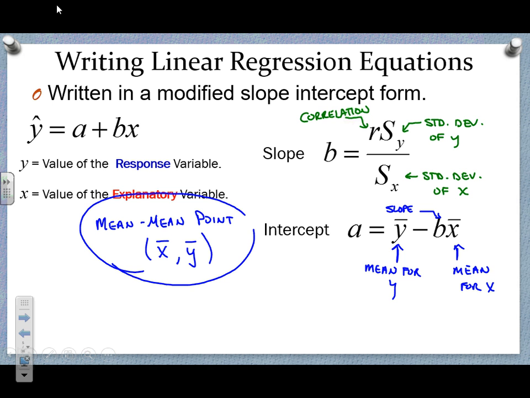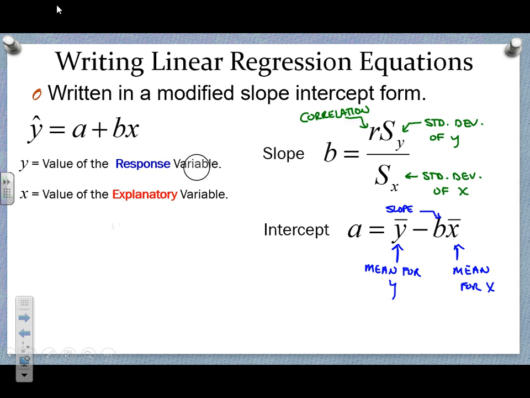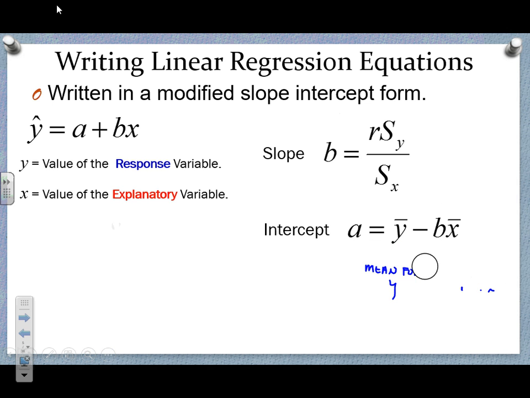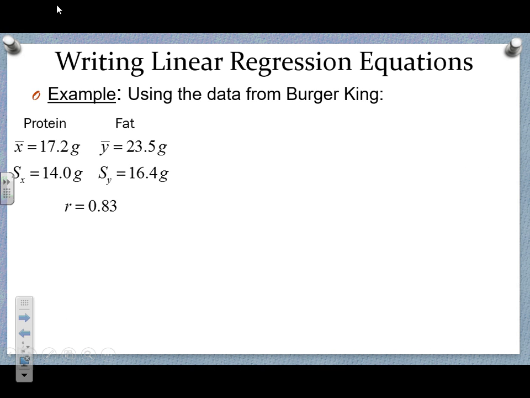Okay? So know the formulas and know the idea of passing through that mean point. You okay with this? So these two formulas you need to make sure you know. Okay? You will be expected to calculate a regression model by hand as well as on the calculator, and we'll get to the calculator in a little bit here. So, back to our Burger King example. If we want to actually put this into practice here.